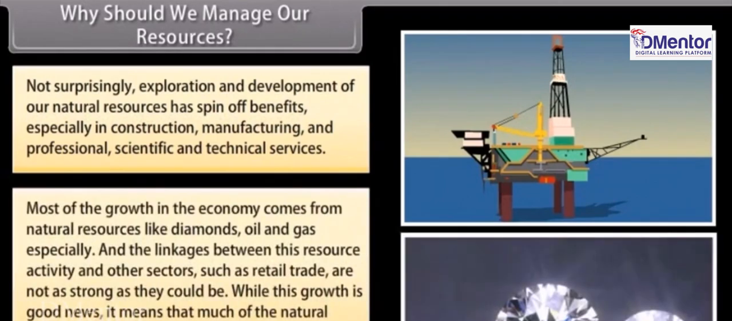Most of the growth in the economy comes from natural resources like diamonds, oil, and gas especially. And the linkages between the resource activity and other sectors, such as retail trade, are not as strong as they could be. While this growth is good news, it means that much of the natural resources are being used up. There are some resources which cannot be replaced, so it is our duty to take proper care of them.